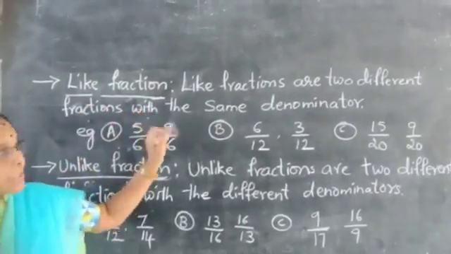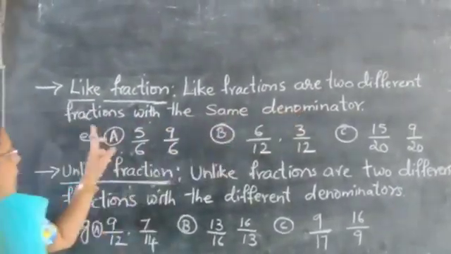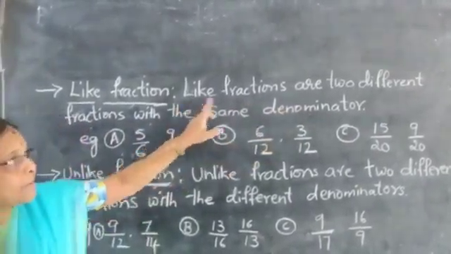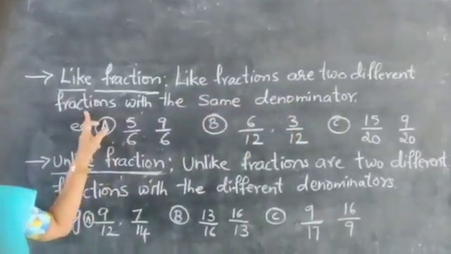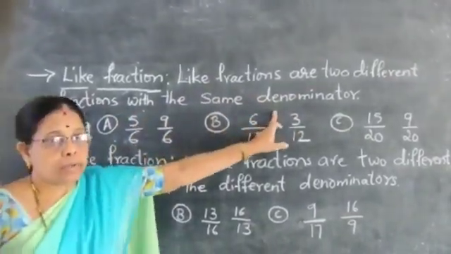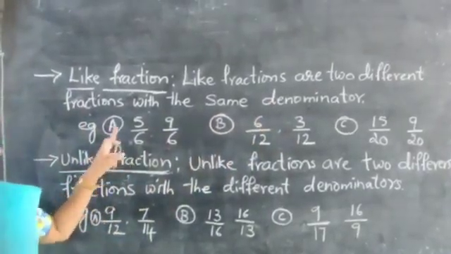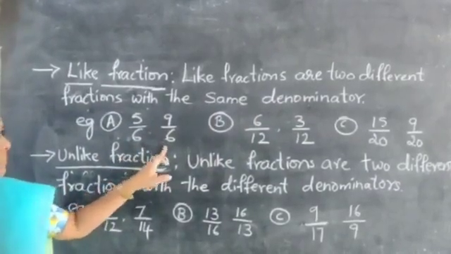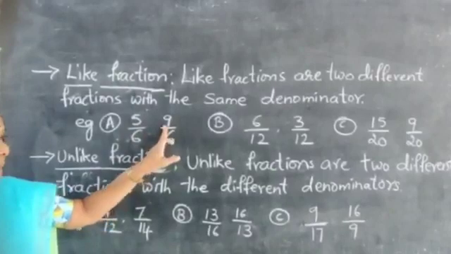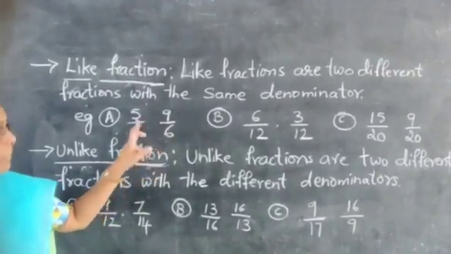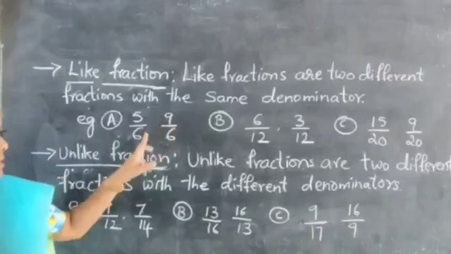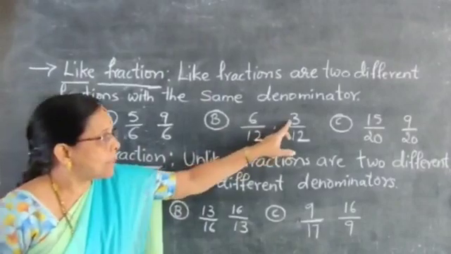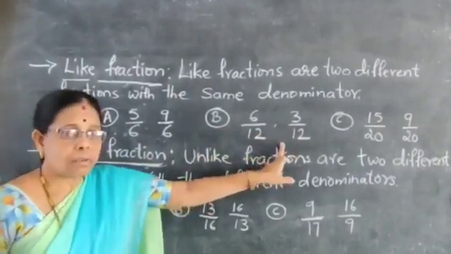Like fractions are two different fractions with the same denominator. For example, 5 by 6, 9 by 6. Here the denominators are the same, the numerators are different. Such types of fractions are called like fractions. Here 6 by 12, 3 by 12. These are like fractions.